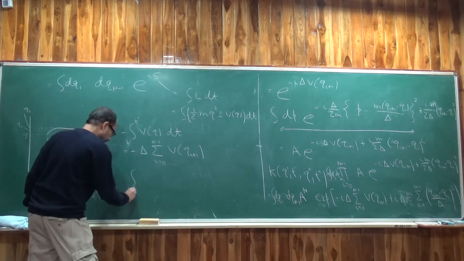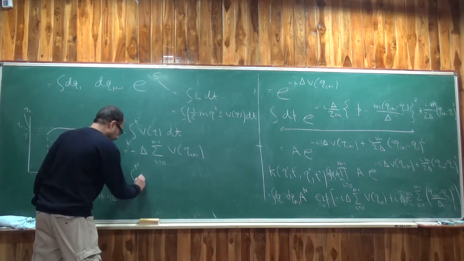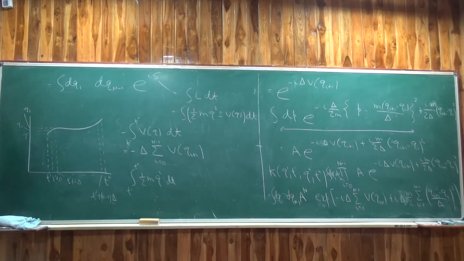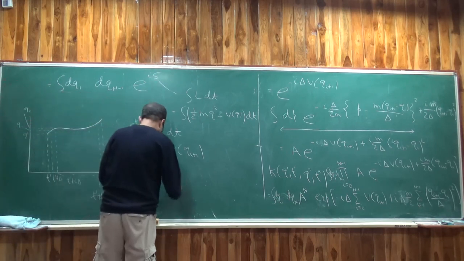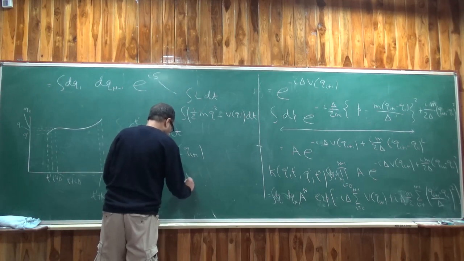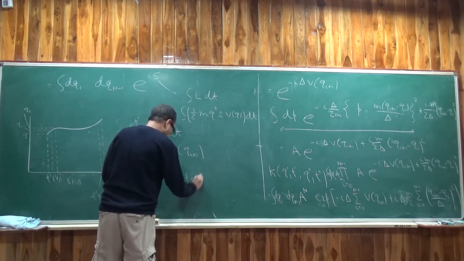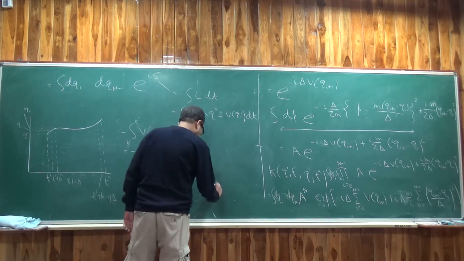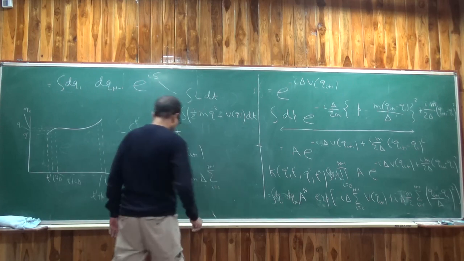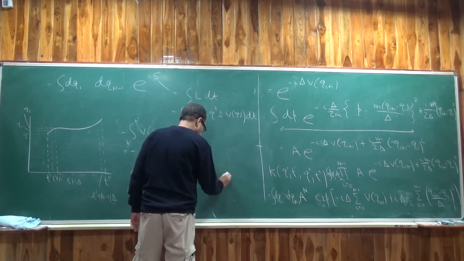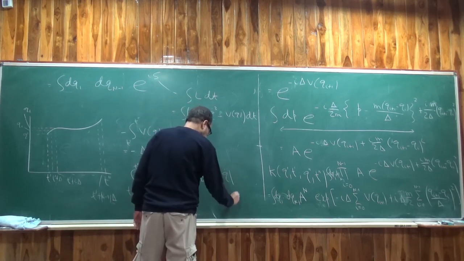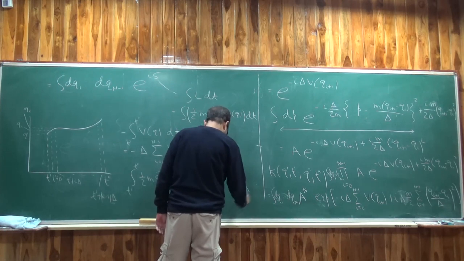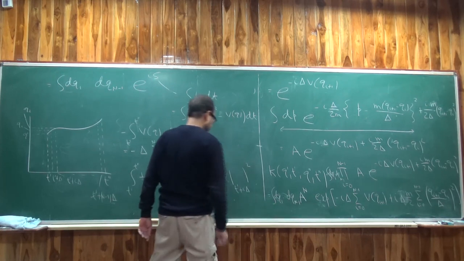Now, the integral from t prime to t double prime of half m q dot square dt. So now let's try to calculate this. Again, write it as a sum. So delta, first half m times delta, sum over i equal to 0 to n minus 1 of q dot at t prime plus i delta, square.